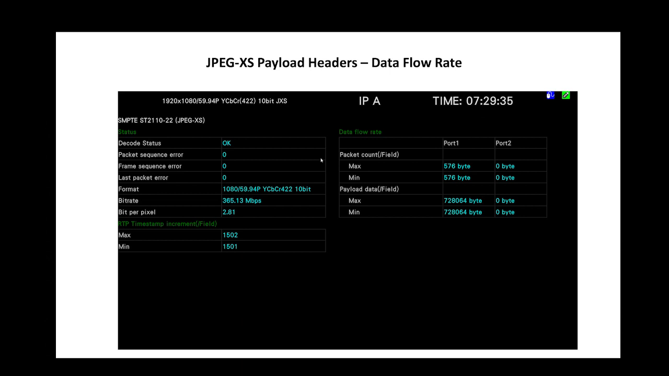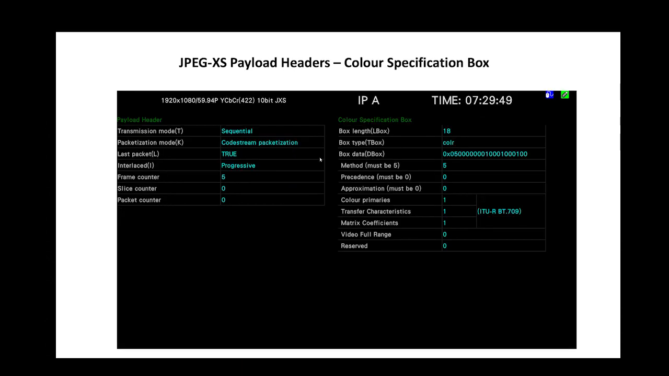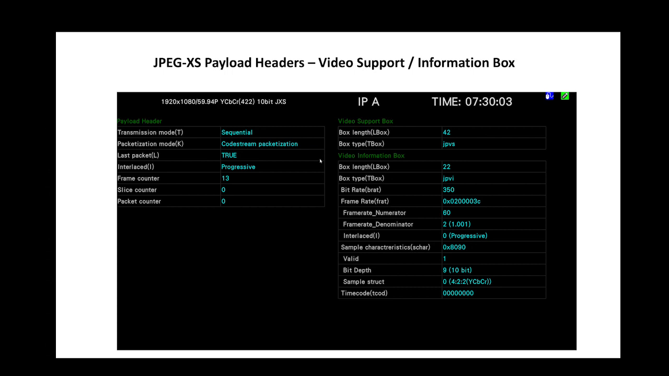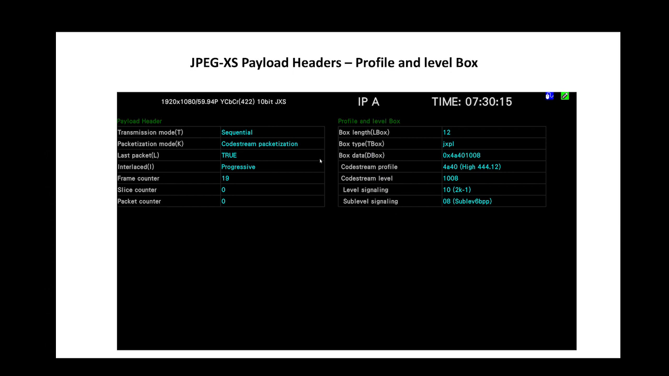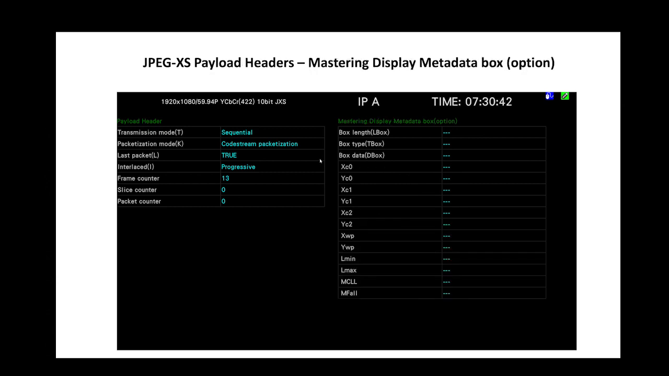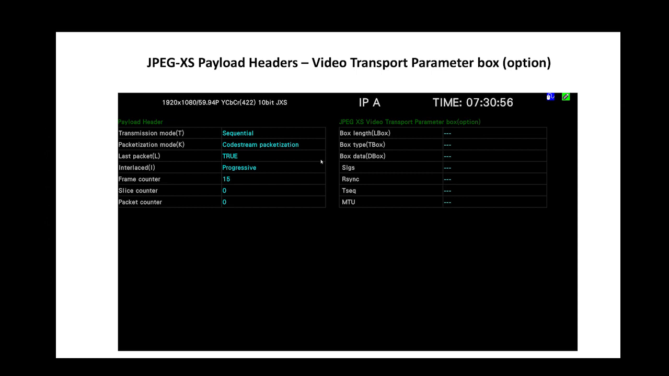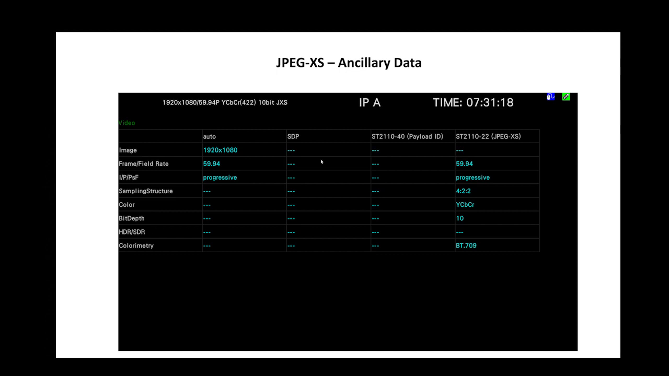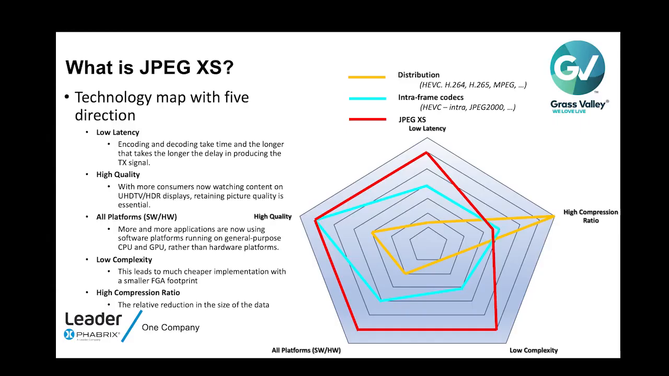JPEG XS supports headers, something we normally would call VPID in the baseband world, or we would call SDP in a 2110 world. In a JPEG XS transport stream, this kind of information is literally not existing. So the JPEG XS header also contains all of the base information of that stream, so that the receiver actually knows what kind of compression scheme it is, what kind of data to expect, so how you need to decode this whole thing, what we should make out of it in the end, right? So that's part of the JPEG story as well. So that's the ease of implementation, which is on this graph as well.